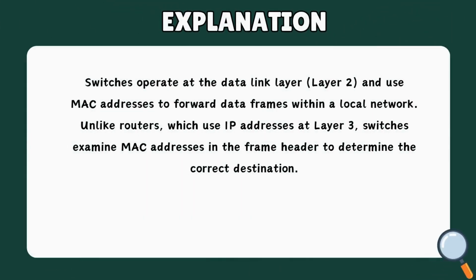Switches operate at the data link layer, Layer 2, and use MAC addresses to forward data frames within a local network. Unlike routers, which use IP addresses at Layer 3, switches examine MAC addresses in the frame header to determine the correct destination.